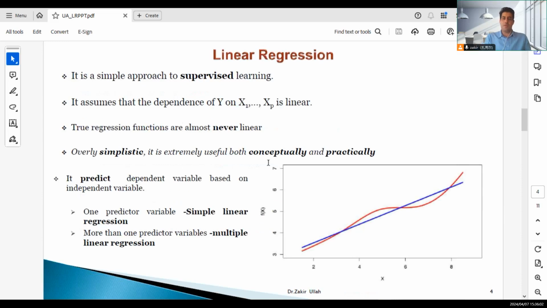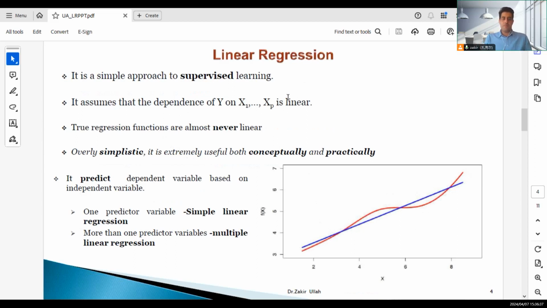So let's talk about linear regression in more detail. It is a supervised machine learning approach for developing prediction models, and it assumes that the dependence of y on x1, x2 to xp is linear. Ideally, regression models are linear as shown by the blue line, but in many real situations, the regression functions are almost never linear as shown by the red line.